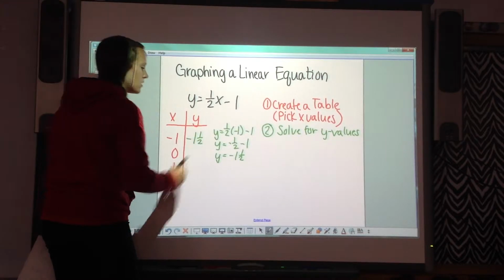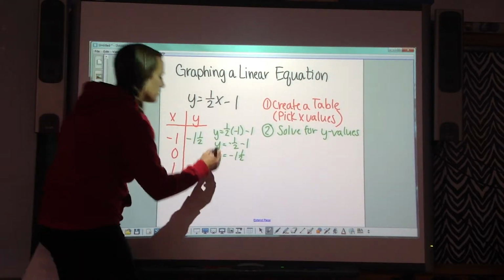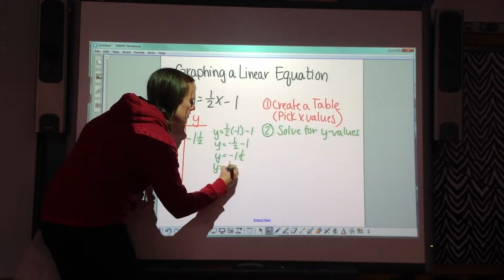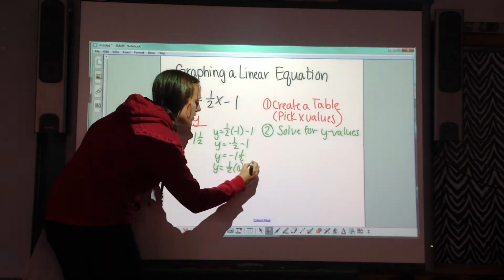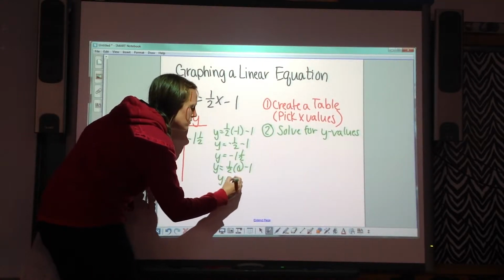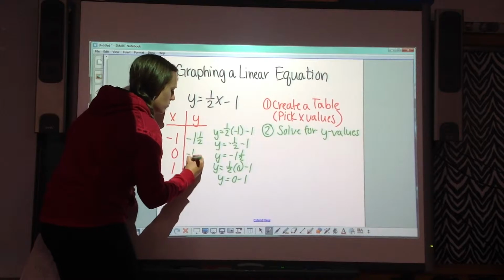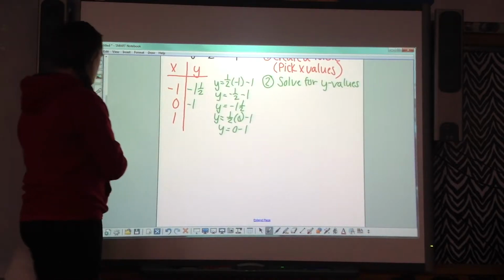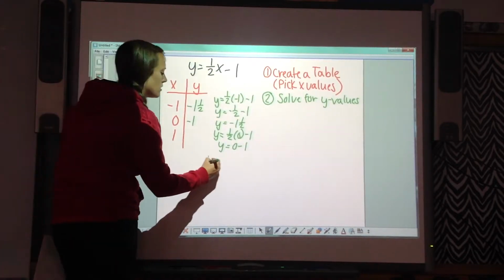Okay, now I'm going to plug in 0. This should be the easy one. 1/2 times 0 is 0. 0 minus 1 is a negative 1. Last one right here. Plugging in 1.